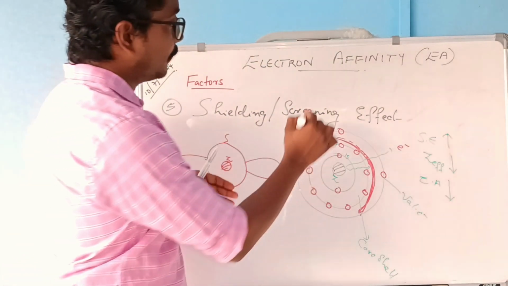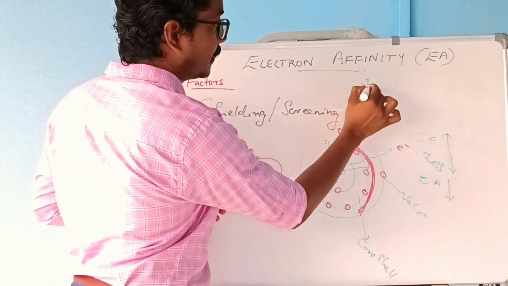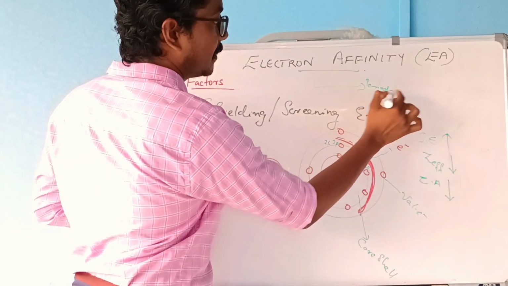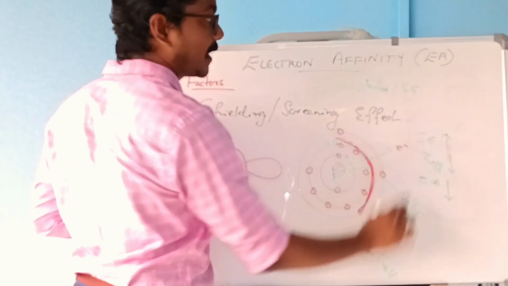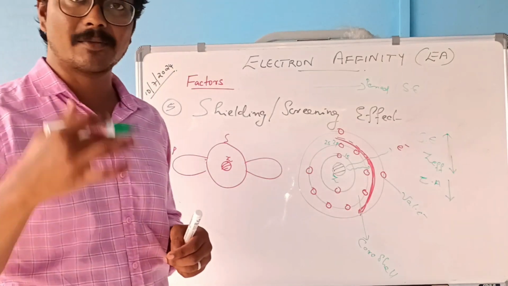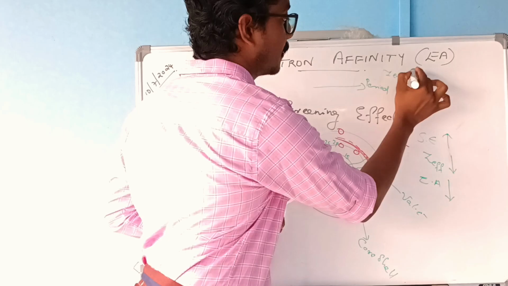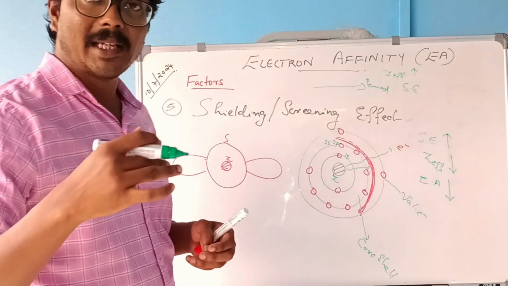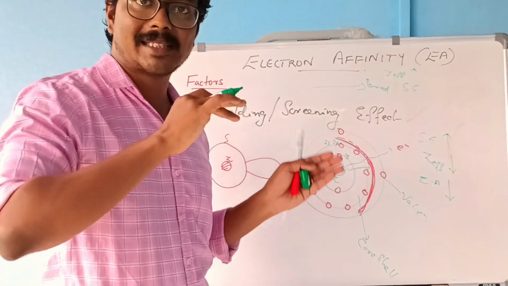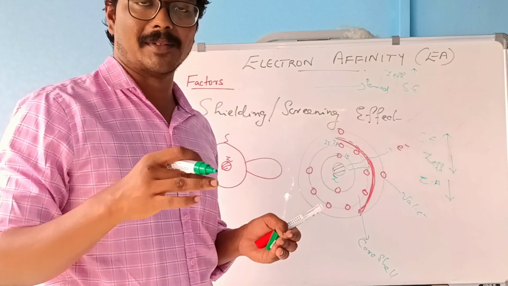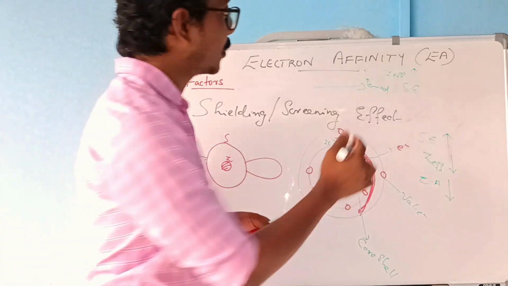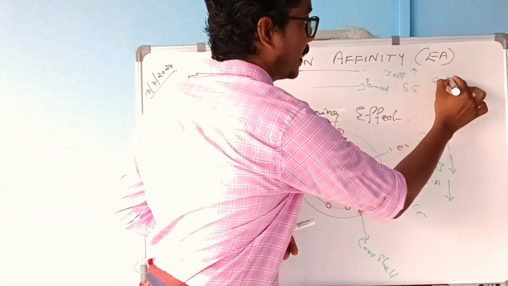Moving across a period, the shielding effect is very low because the effective nuclear charge is more. The incoming electron is added onto the same energy level, so the shielding effect is also poor. So electron affinity increases.